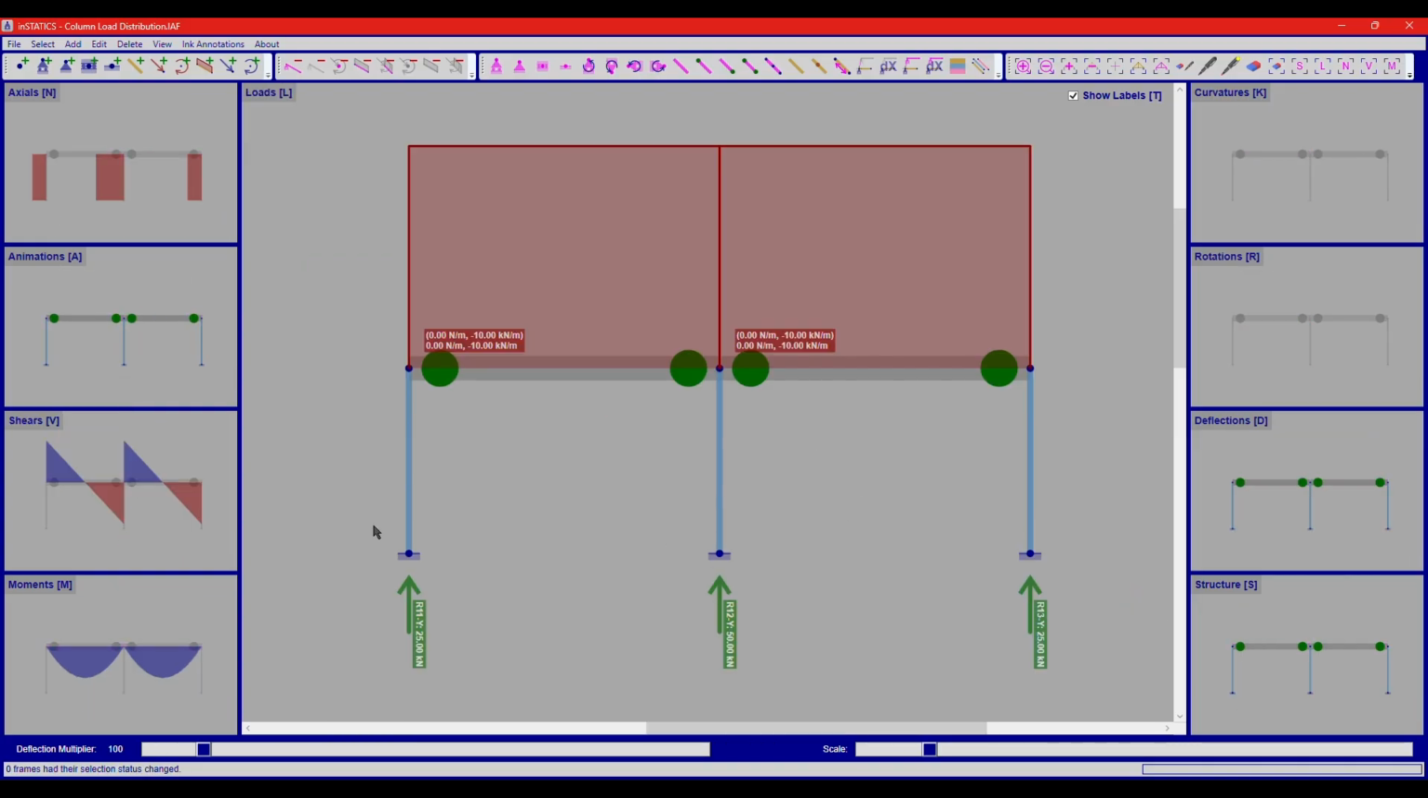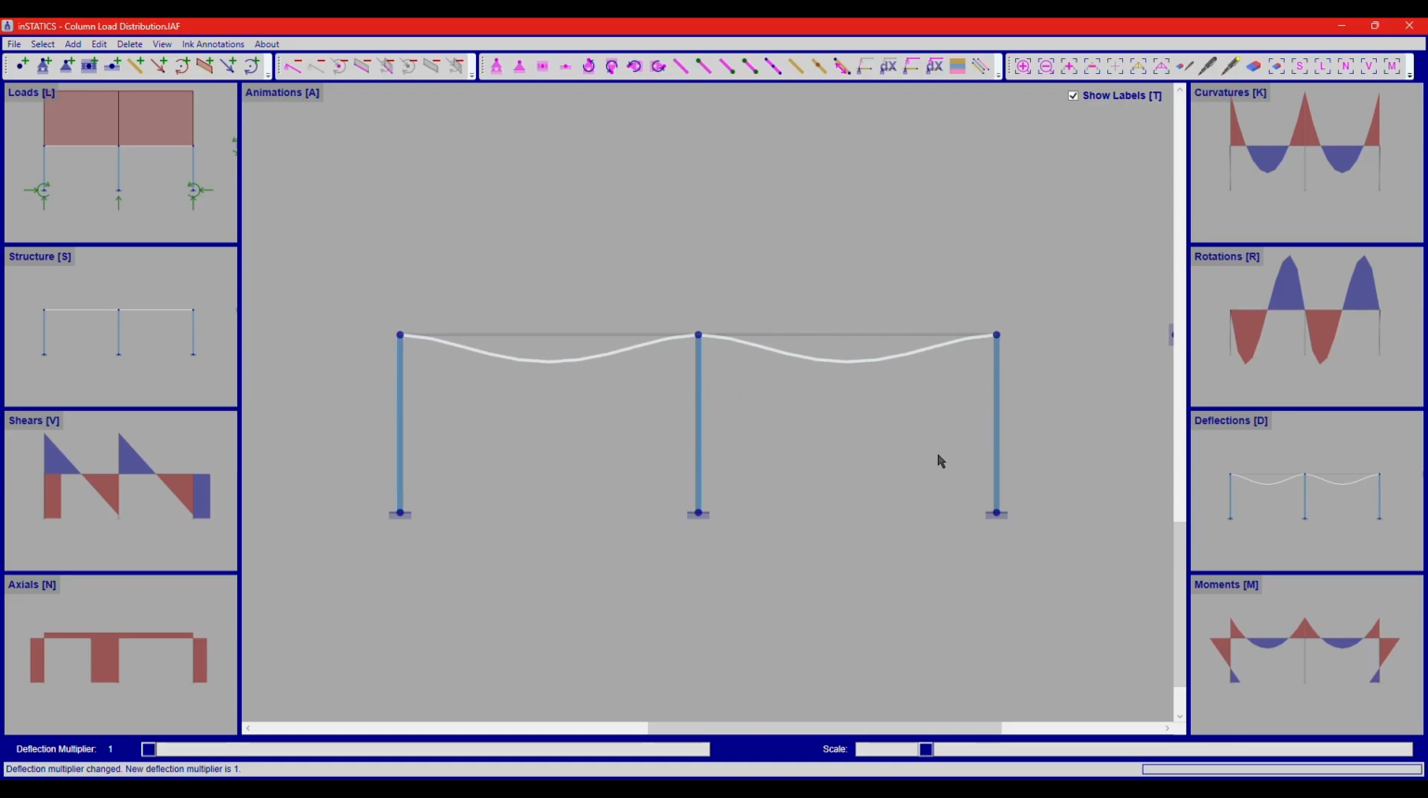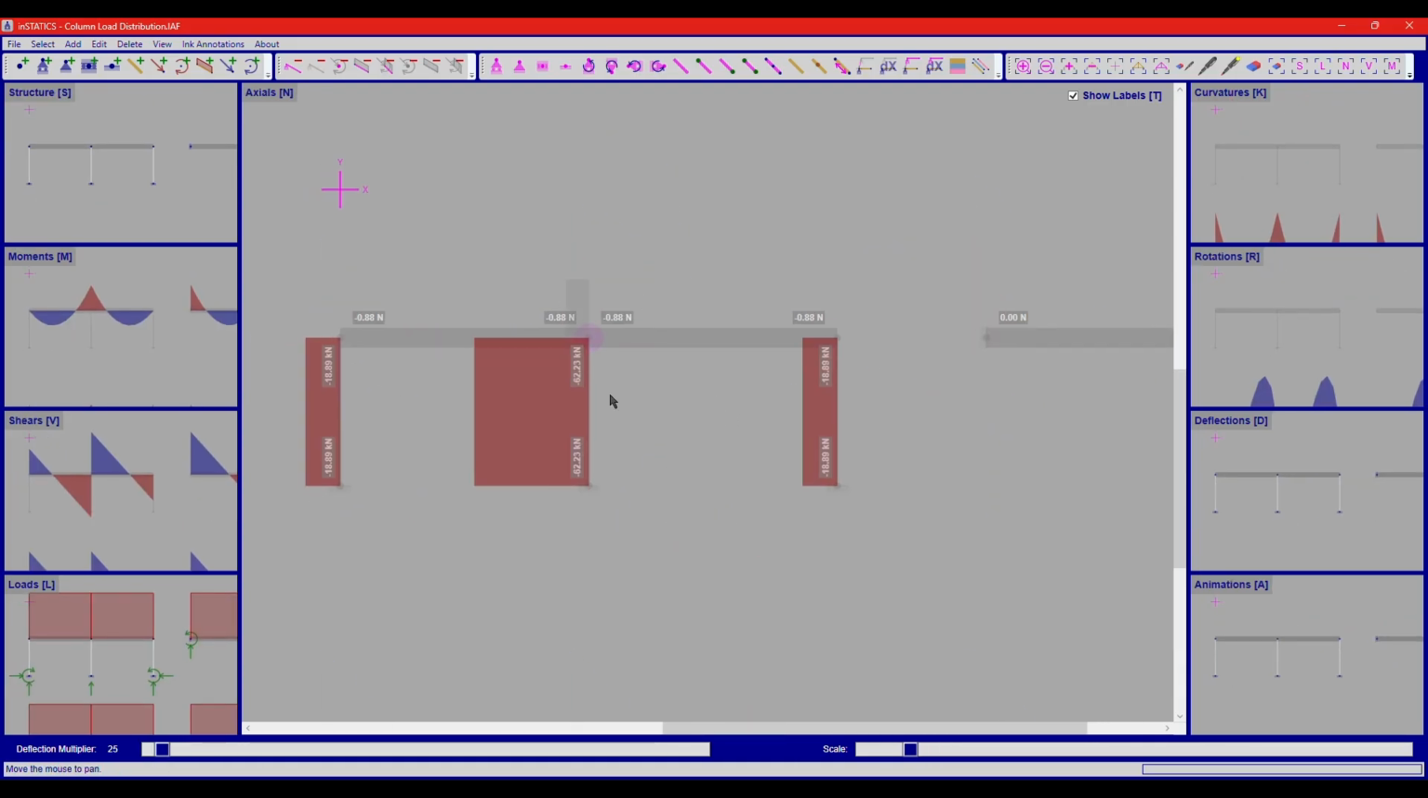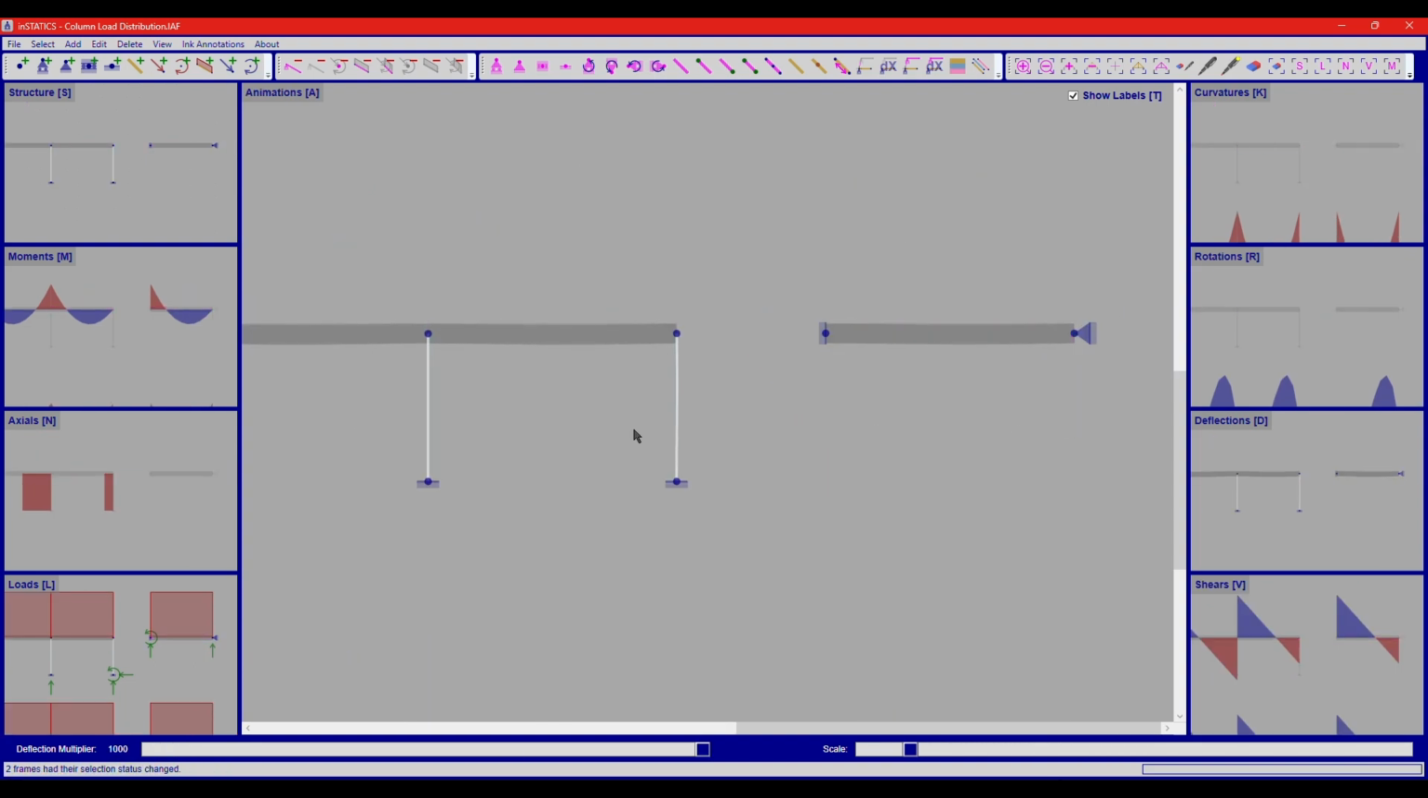Clearly, tributary length-based load distribution for columns is valid only under certain conditions, and we must understand the behavior of our structure before we can assume a certain load path.